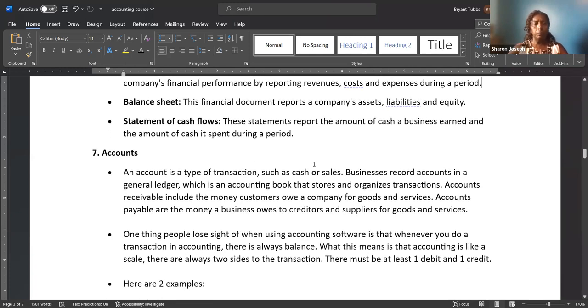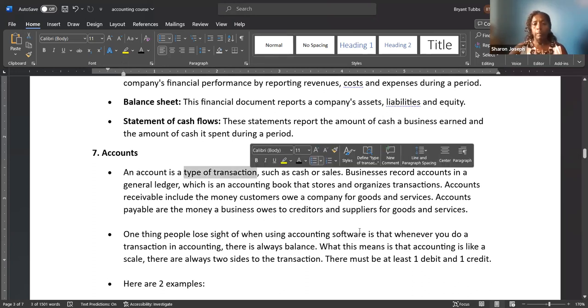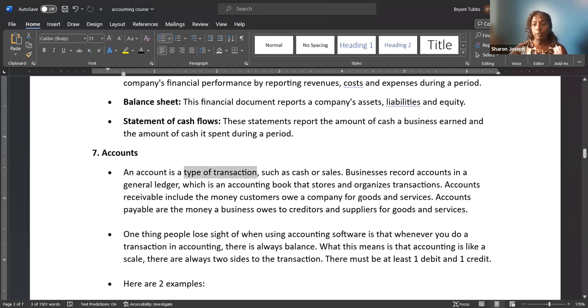The final concept that I want to speak about is just accounts. An account basically is a type of transaction, such as a sale or cash. Businesses record accounts in a general ledger. General ledgers go into a trial balance. A trial balance goes into financial statements.